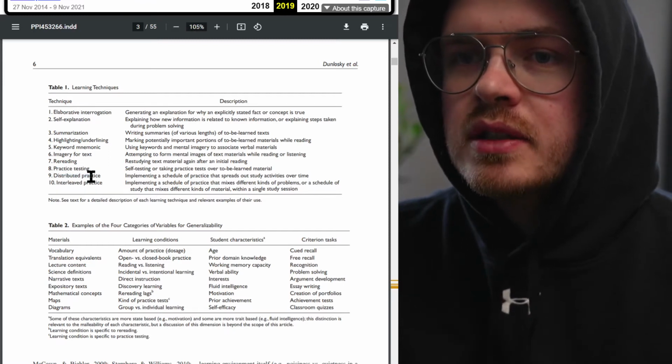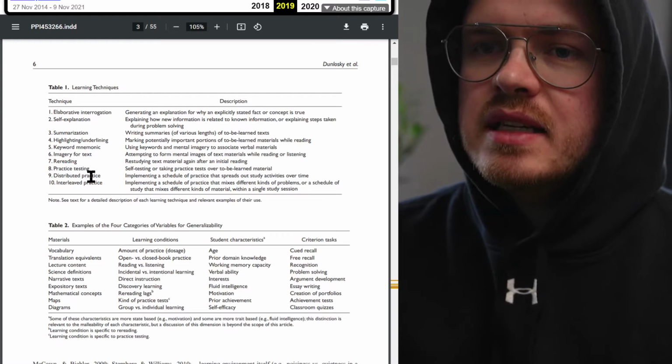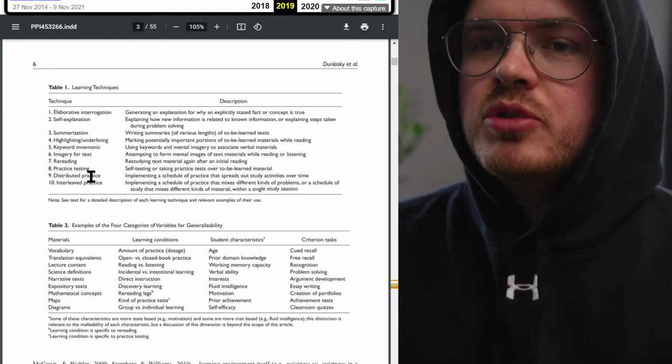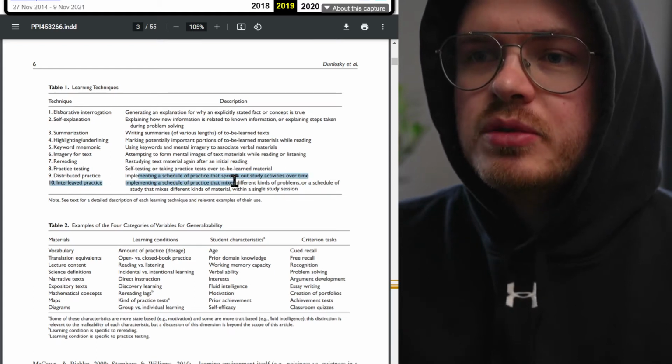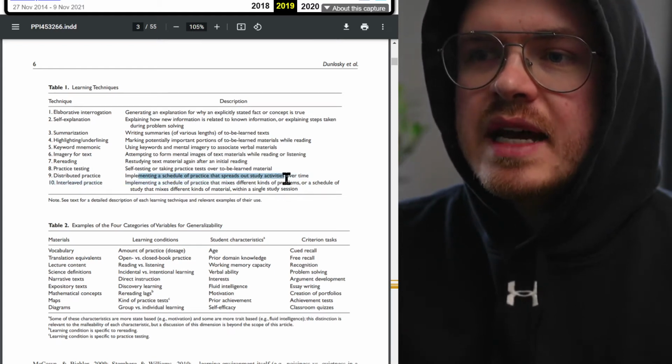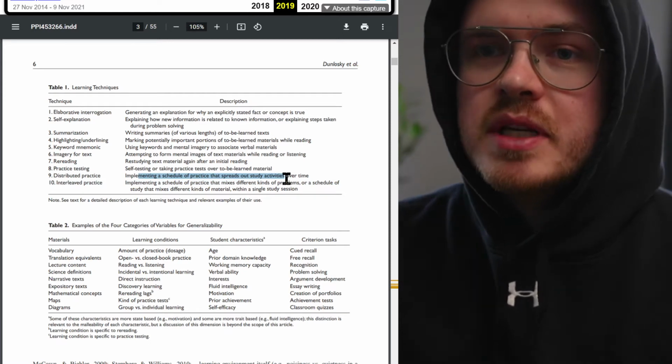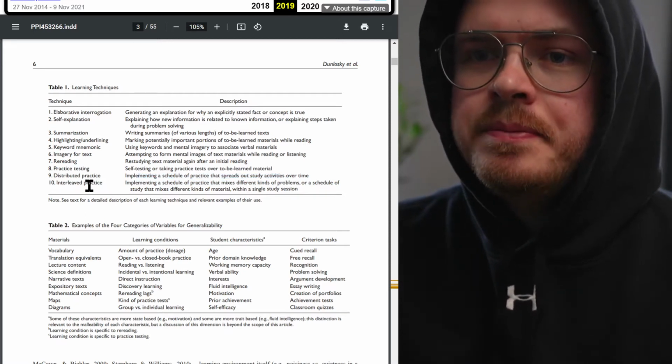Distributed practice. So taking the test, you know, practicing the SATs, any standardized test, you take practice tests. That's super important. Implementing a schedule of practice that spreads study activities out over time. So not cramming. That's basically what this means. Don't cram.